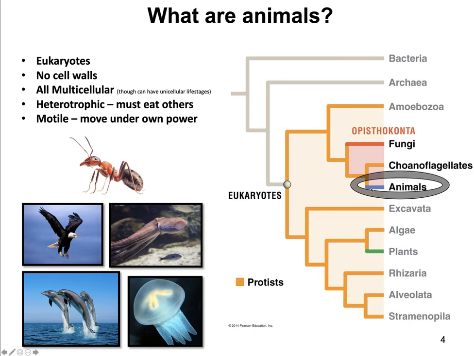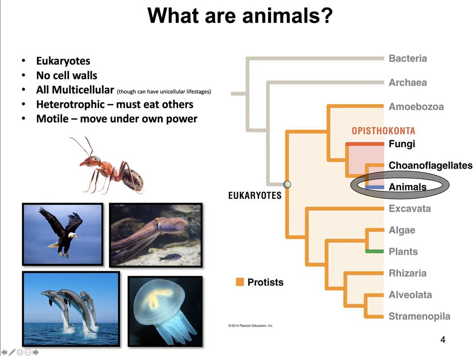So animals are their own eukaryotic group that break out on this tree, closely related to this group called choanoflagellates, and this other group, the fungi. When we talk about animals, what we're talking about are eukaryotic organisms. These organisms do not have cell walls, so their individual cells do not have cell walls, and all animals are multicellular. Though they can have unicellular life stages, for example our sperm is a unicellular life stage, all animals are multicellular.